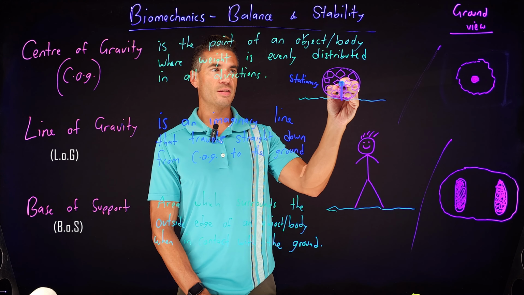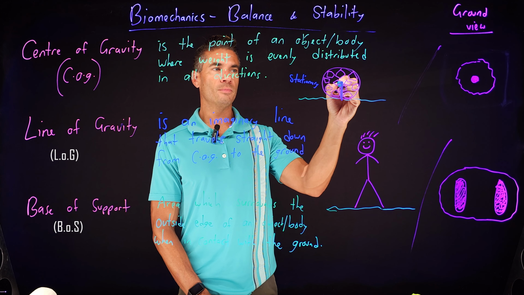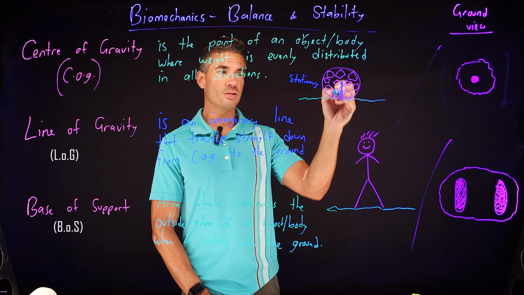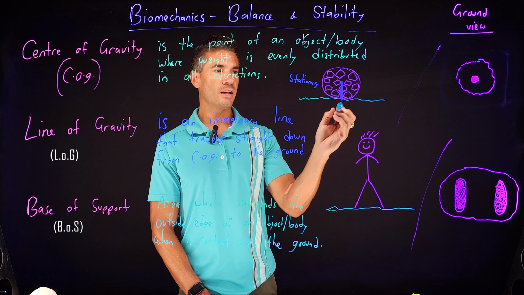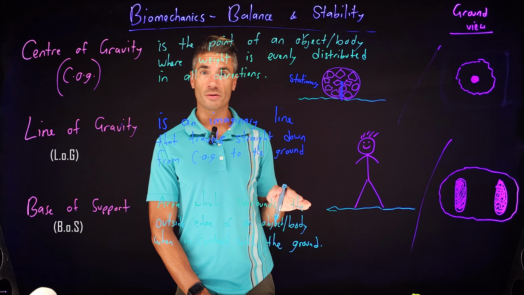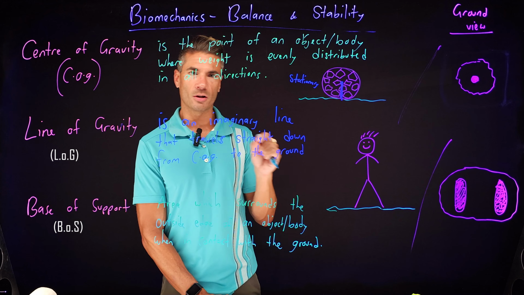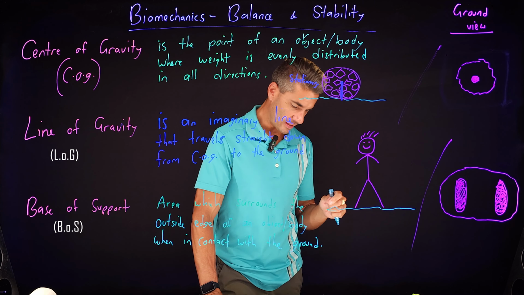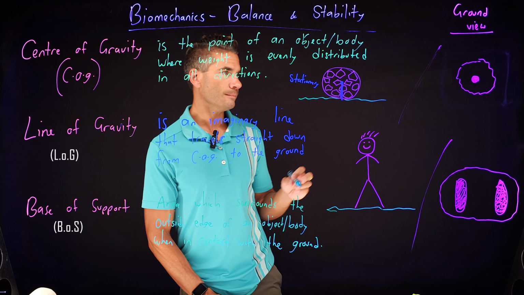So for now, this is the center of gravity here, right in the middle of the ball. Weight is evenly distributed in all directions. The line of gravity goes straight down. It lands right in the middle of the ball on the ground, and therefore no movement occurs. This is important, this part. So hopefully you wrote that down. If you didn't, rewind, listen to it again, and write it down.